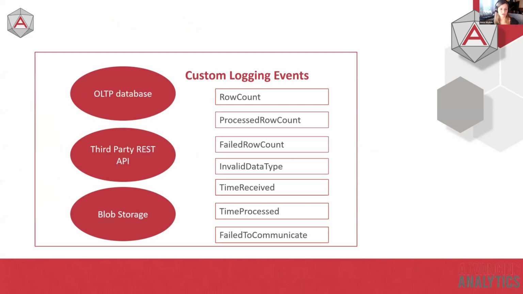So we can have things like row count, processed row count, failed row count, and an invalid data type, for example. So if somebody's landed a file that's in the wrong format, for example. Once again, time received, time processed, failed to communicate again.